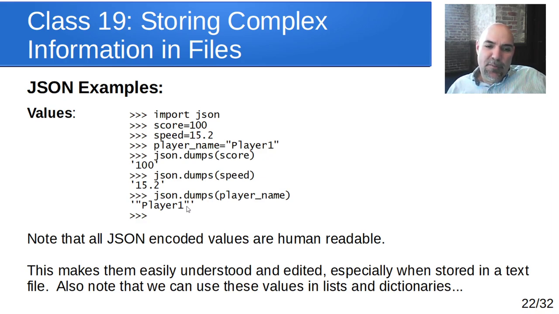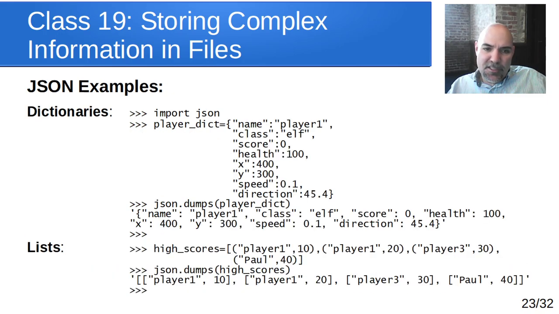And that also makes it so we could open a file that's storing those and very easily know what is what. And those values could be stored in lists or dictionaries and stored in JSON. So here's an example of a dictionary, player dictionary: name, class, score, health, x, y, speed, direction. And if I dump that dictionary, I get name player 1, class elf, score 0, health 100, x 400, y 300, speed 0.1, direction 45.4. And notice that's human readable. We can actually look at that encoding and tell that A, it's a dictionary because it's got curly braces, and then key colon value, comma, key colon value, and so forth all the way through the whole thing.